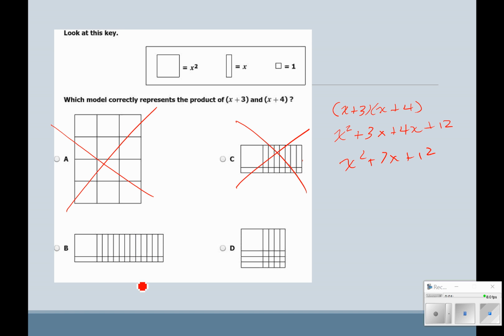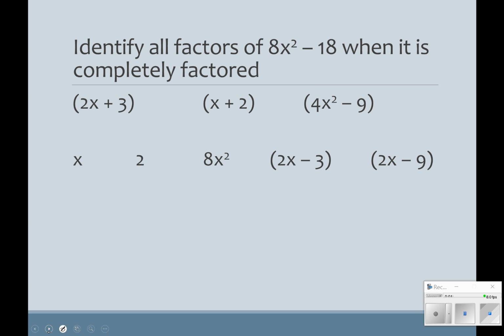This one has the same number of x's as 1s, that's not going to work. But this is an x squared, and then I've got 1, 2, 3, 4, 5, 6, 7 x's, and this is 3 by 4, or 12 ones. So it's this right there. We talked about this in class.